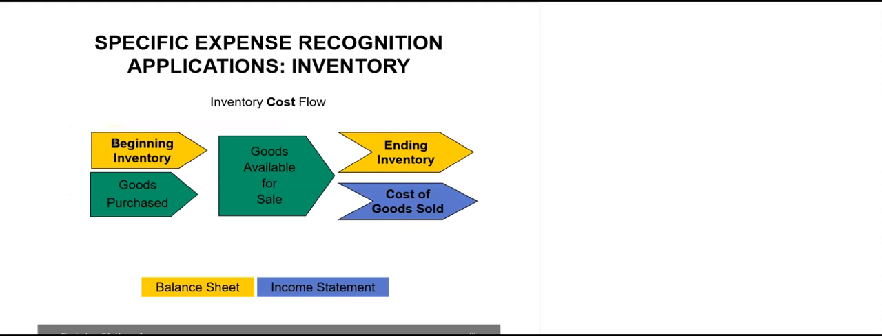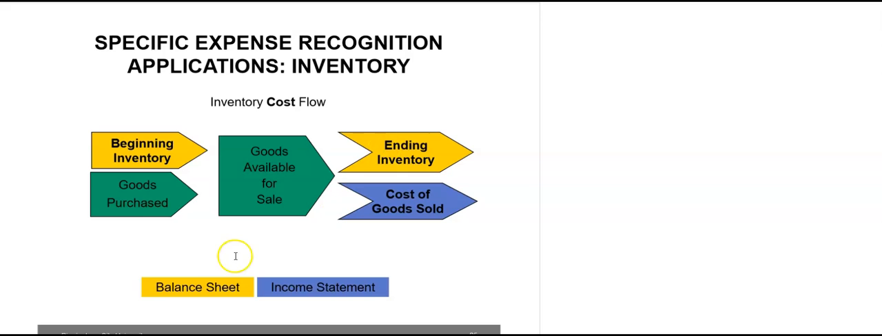Here we illustrate the cost flow of inventory for a company that purchases inventory items for resale as a wholesaler or as a retailer. During the period, the company purchases goods which are added to its beginning inventory. Beginning inventory plus purchases equals the cost of goods available for sale. As the goods are sold and revenues are recognized, the cost of goods sold will be removed from the inventory and recorded as an expense. Any item not sold during the period remains in the ending inventory.